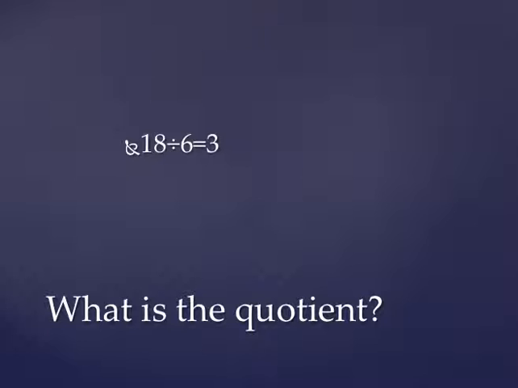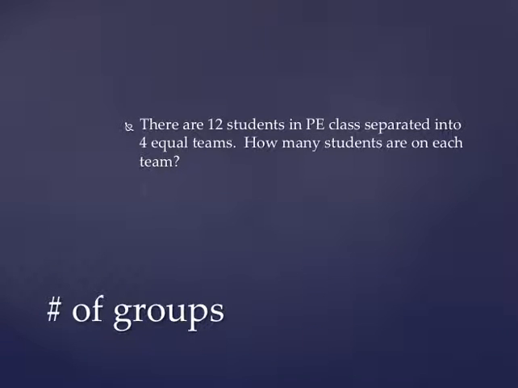The next thing we're going to look at is number of groups. When we're talking about division, division is just like multiplication in that there is always number of groups and number in each group. So if I look at this problem, there are 12 students in PE class separated into 4 equal teams. How many students are in each team? I see there's 12 students and they're divided into equal groups. And they're divided into 4 equal teams. So teams are groups. So the number of groups in this example is 4. And it's looking for how many are in each group.